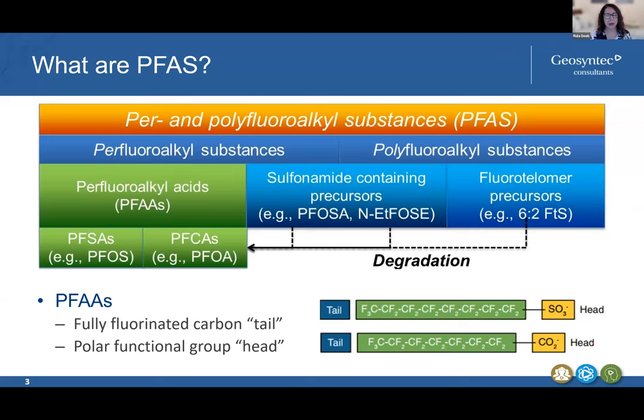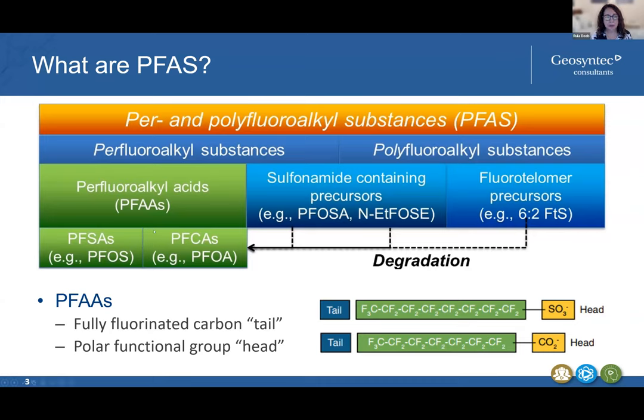Really briefly, though, there's two families of concern. There's the polyfluoroalkyl substances. That means not every carbon is fluorinated on the chemical chain. But then there's the perfluoroalkyl substances, and those are the ones where every carbon is fluorinated. Because of the strong carbon-fluorine bond, these compounds are very persistent in the environment, because that carbon-fluorine bond is so hard to break under natural conditions.